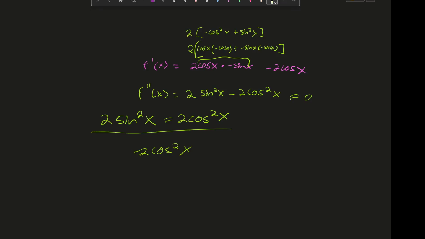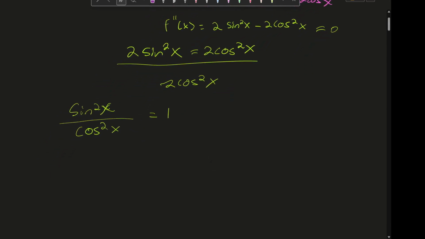Twos are gonna cancel. You're gonna be left with sine squared x over cosine squared x equal to 1. Sine x over cosine x is tangent, right? So sine squared x over cosine squared x is going to be equal to tangent squared x, I believe.